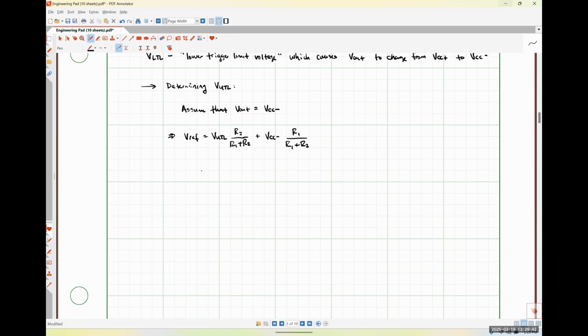So we would have essentially VUTL times R2 over R1 plus R2 is equal to V reference minus VCC minus times R1 over R1 plus R2, and then I'm going to multiply both sides through by R1 plus R2 over R2, and that's going to give us VUTL is equal to Vref times R1 plus R2 over R2, minus VCC minus multiplied by R1 over R2.